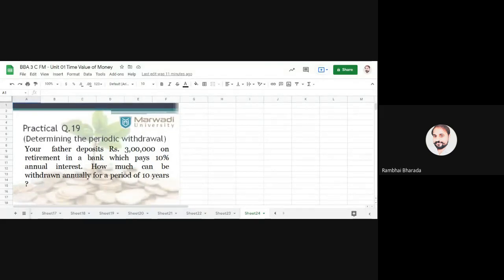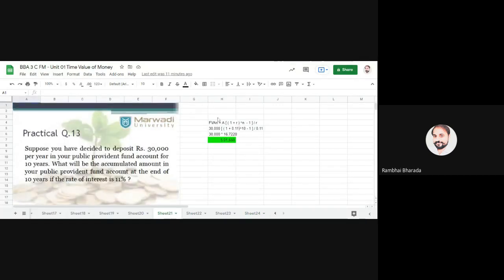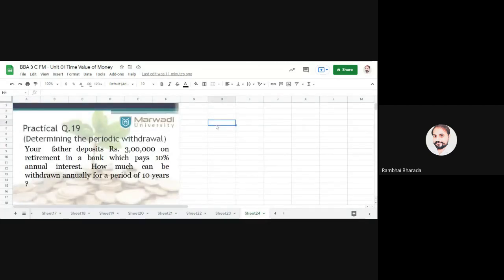Okay, so now the concept is clear. Future value of an annuity. And whenever we have future value of annuity, we need to use this formula. Write down the formula here like this. Now try to put the values.